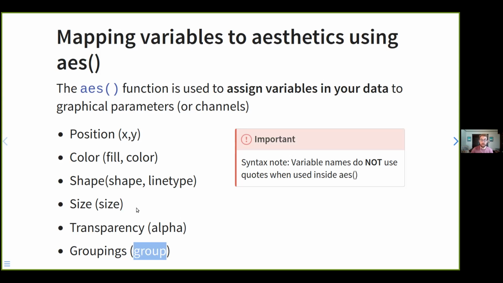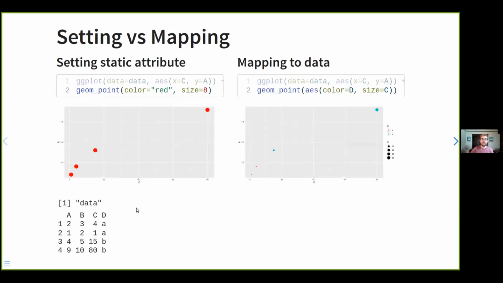And even the group of how you want to group the data by maybe some sort of third category variable. So the differences between setting a static attribute and mapping are shown here. As we saw earlier in the slide, just setting the color to red or the size to 8 generates a plot like this. But if you use the aes function in that same geom point layer, you can say, I want the color to equal D.